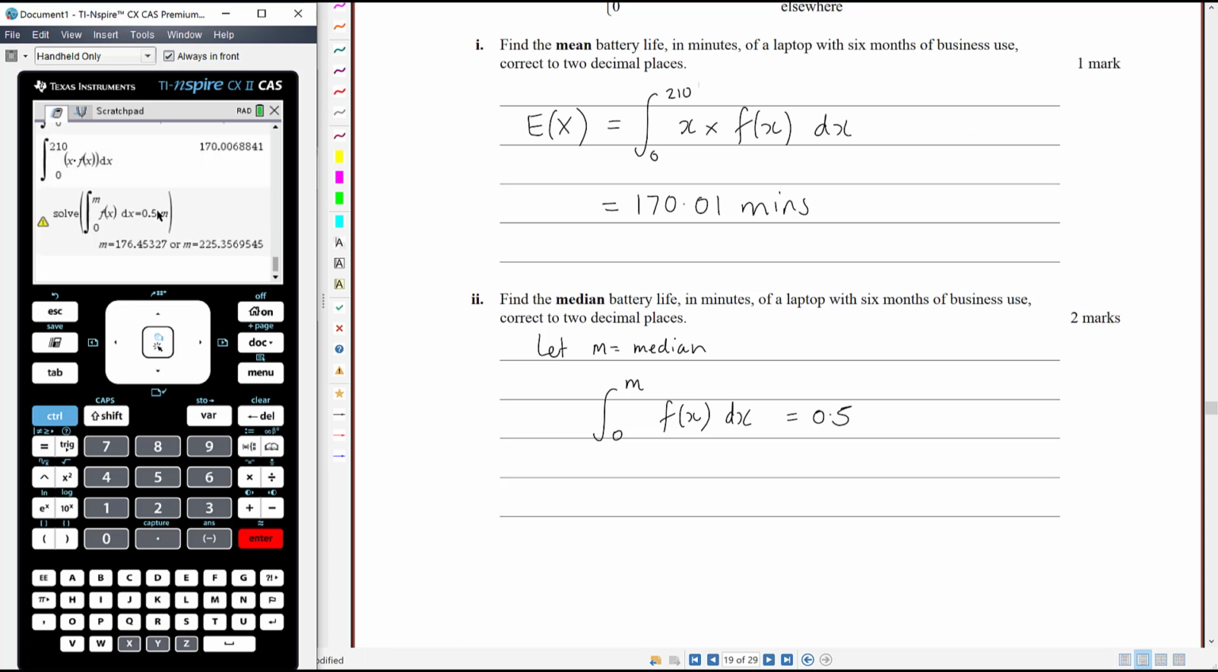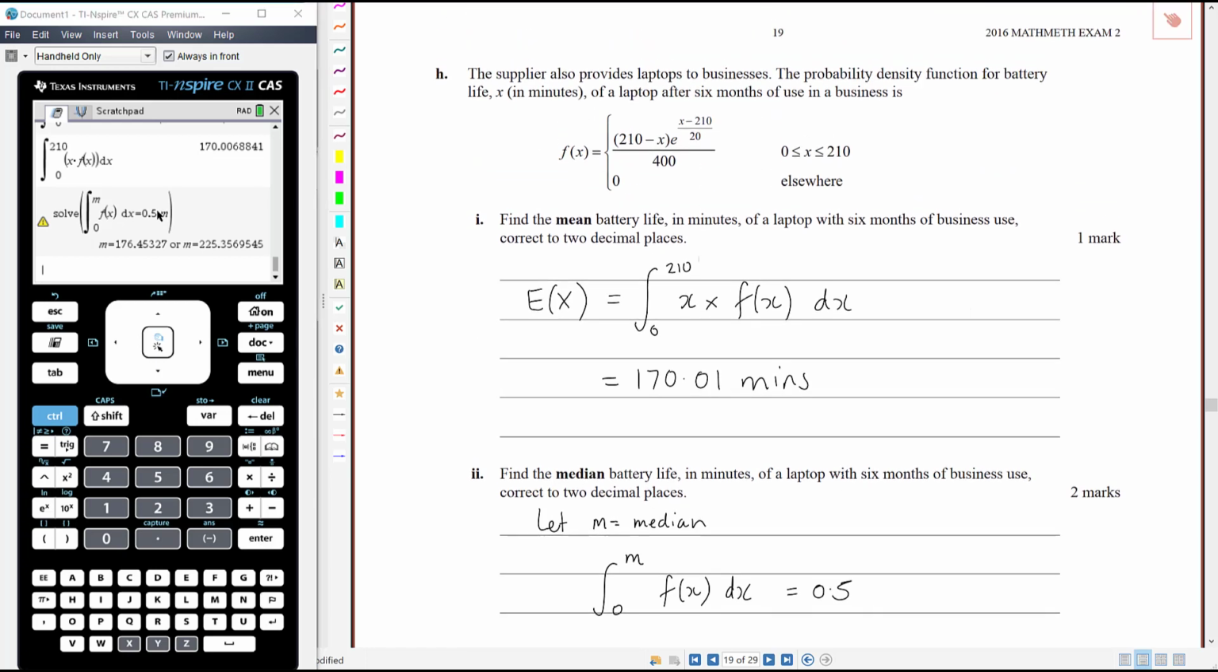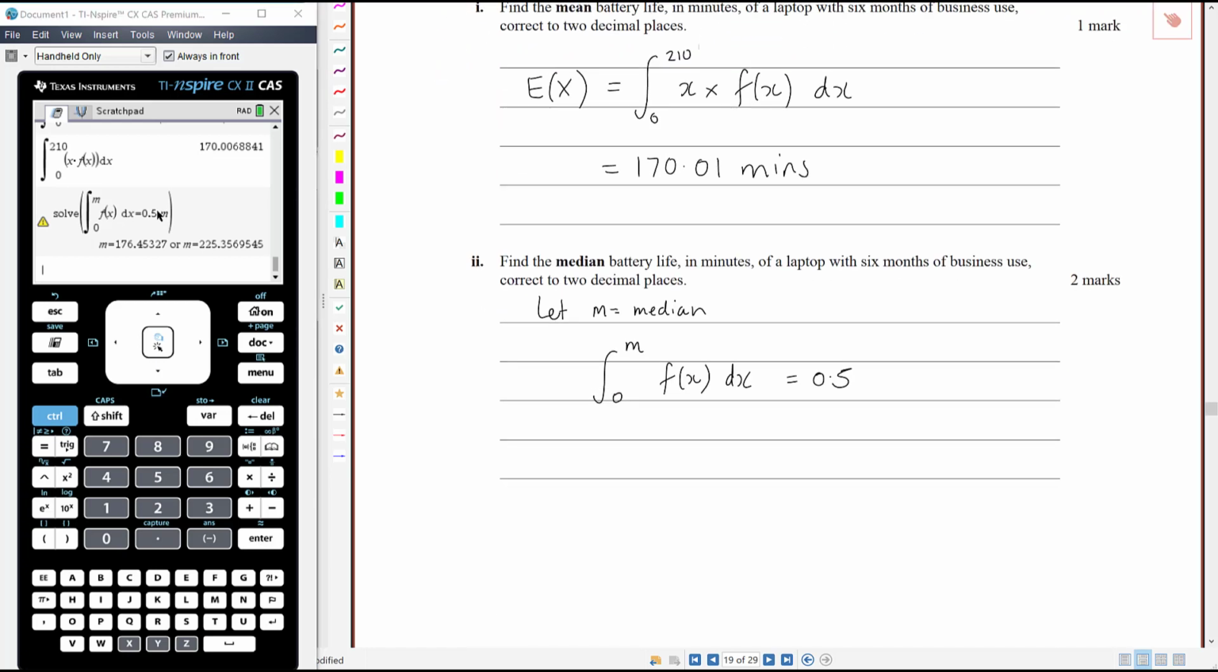Now obviously we know that m has to be between 0 and 210, and so therefore it has to be 176, 2 decimal places, 0.45. M is 176.45, and that is since we know that m has to be somewhere between 0 and 210.